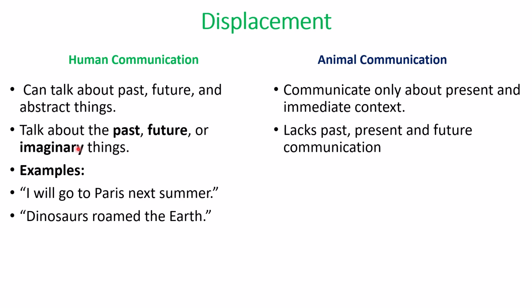So humans can talk about past, future, and imaginary or real or unreal things at the present time. Whereas animals communicate about the present and immediate context. They can't communicate about the past, future, or imaginary things. They can communicate only about the present and immediate context. So they lack past and future communication. This is the difference between human and animal communication.